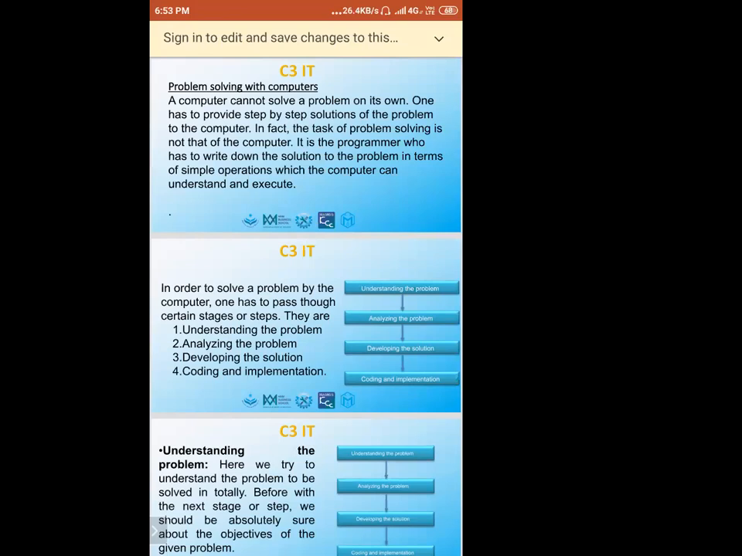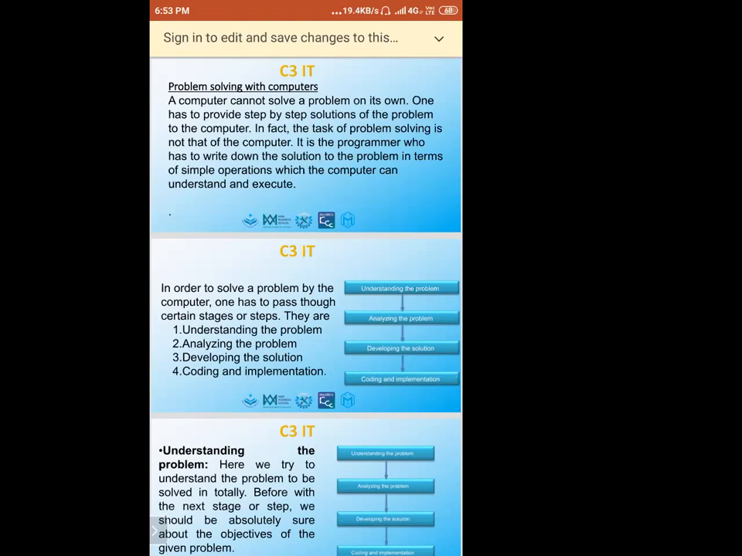Understanding the problem, analyzing the problem, then developing the solution, and coding and implementation. As a programmer, first I have to understand the problem. What is the problem? What are they telling? Whether we can solve it or not. Likewise, you have to understand the problem, then analyze it, going into the inner depth.